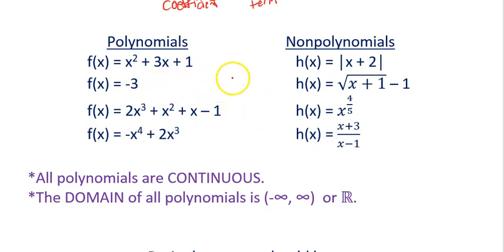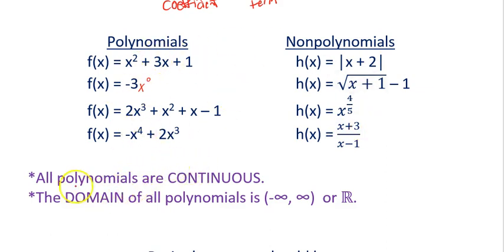Okay, here I've listed some polynomials and some things that are not polynomials. If you'll notice, all of our polynomials have x's as bases, and the powers are positive integers. This f of x equals negative 3 is also considered a polynomial because it could be x to the 0 here. The non-polynomials have things like absolute value, square root, fractional exponents, which would mean that it was also a root, or fractions in general. So these are not polynomials, these are.